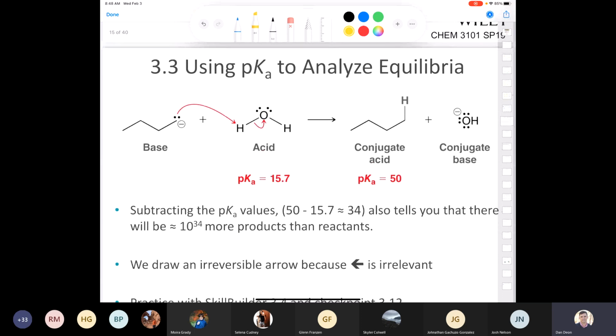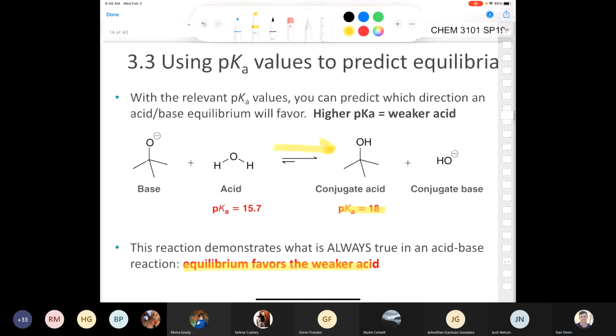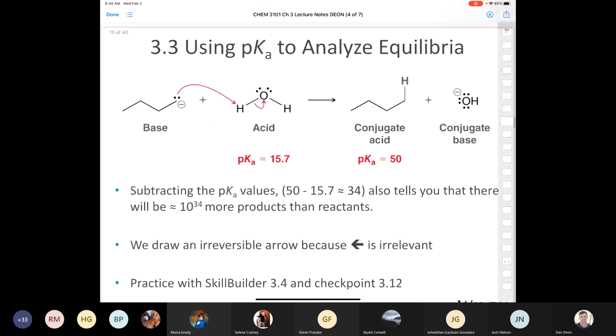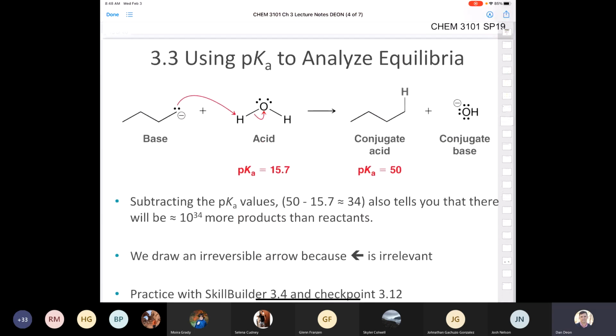Using pKa to analyze equilibria. Now, I wanted to say something else with this slide. Notice that this slide has an equilibrium arrow. Well, if you look at this equilibrium here, this is just psycho. Look at the difference between the pKa's of water and butane. That's the one that has a pKa of 50. That's 10 to the power of 34. That is such a big difference in the relative acidities that we just draw the arrow in one direction like that.